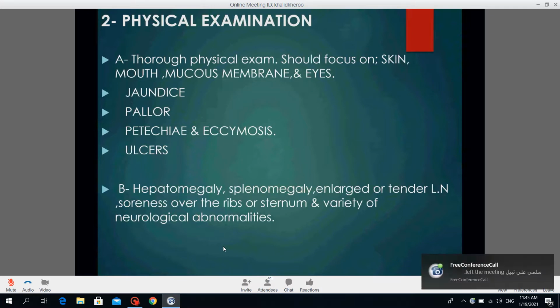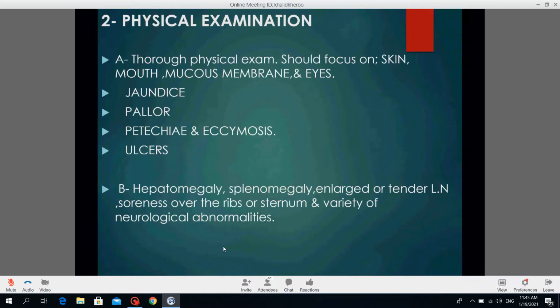We have to check the abdomen for the presence of enlarged spleen and liver. When a patient presents with bone pain, slight pressure on the ribs or sternum will cause tenderness, which we call soreness over the ribs or sternum. This indicates invasion of these bones by malignancy, particularly acute leukemia.